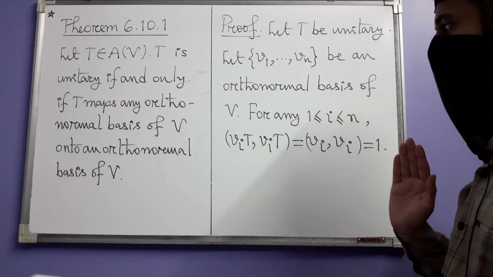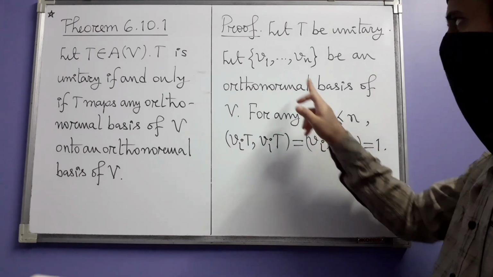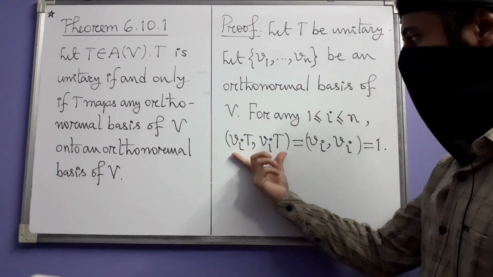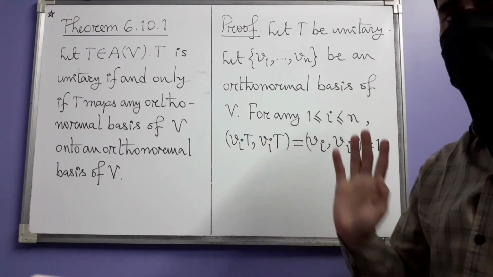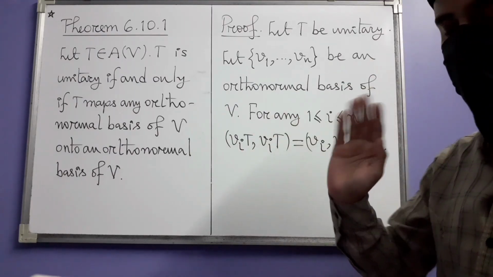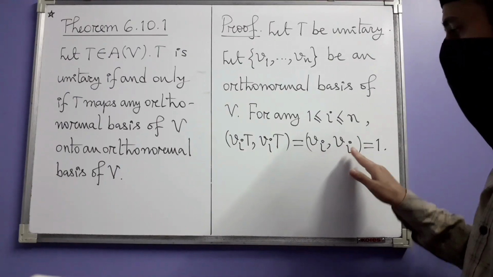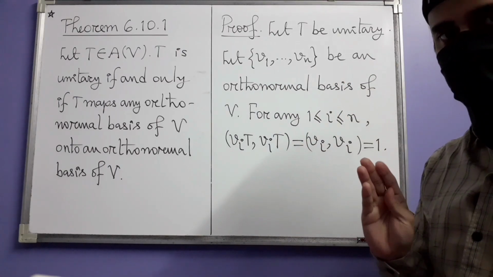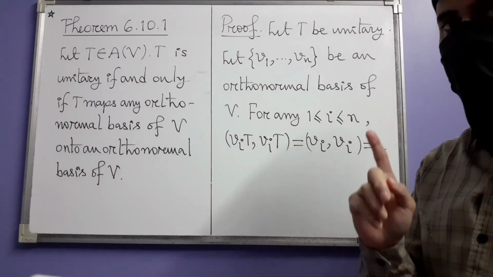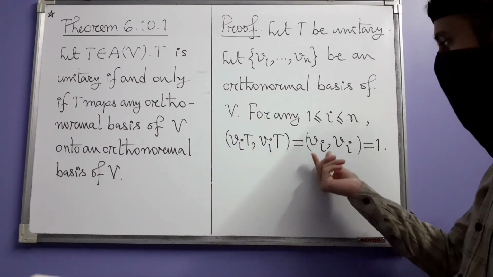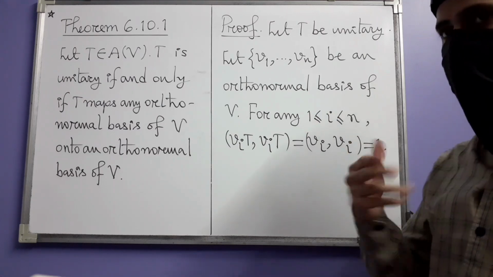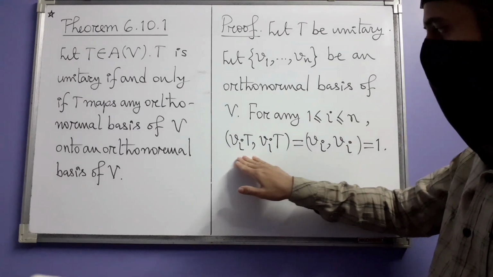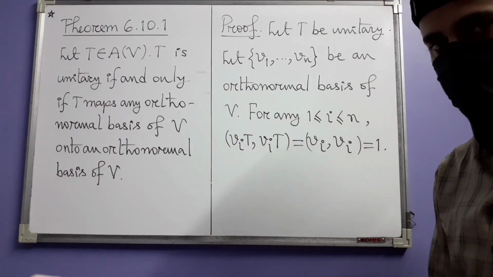In that direction, we first choose any index i lying between 1 and n and consider the inner product of ViT with itself. Because T is unitary, this is equal to the inner product of Vi with itself. But because this is orthonormal, each vector has norm 1. That is, the inner product of any vector from here with itself is 1. So that way the inner product of ViT with itself is also 1.